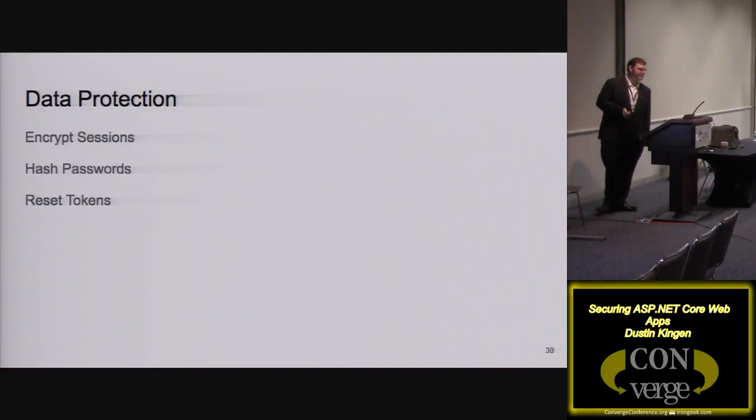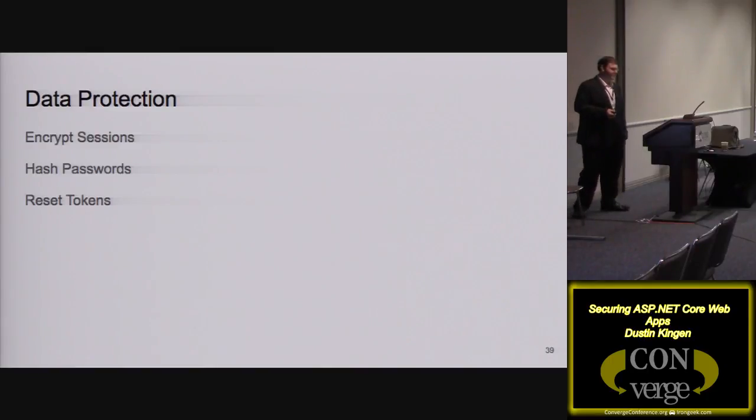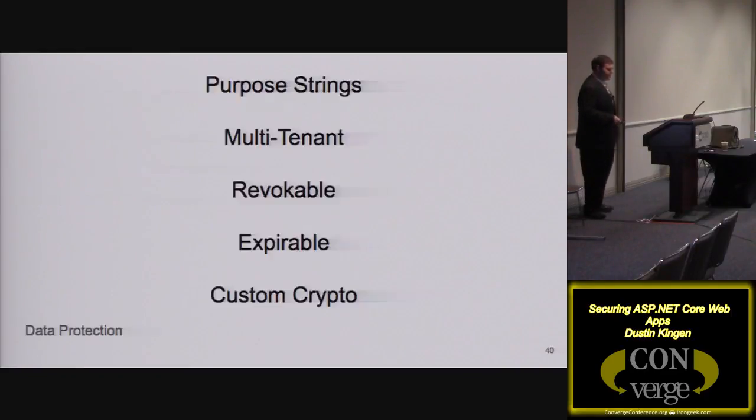And then our next topic, data protection. We want to make sure our sessions are encrypted. We want to make sure our passwords are hashed. We want to make sure that our reset tokens are secure. Now how do we do that? We use data protection. There are different components that come in the data protection package. One of them is purpose strings. This is more of a low-level technical detail, but what that means is that we have ways of separating our data protection into multiple layers that act independently, and I will explain that later.